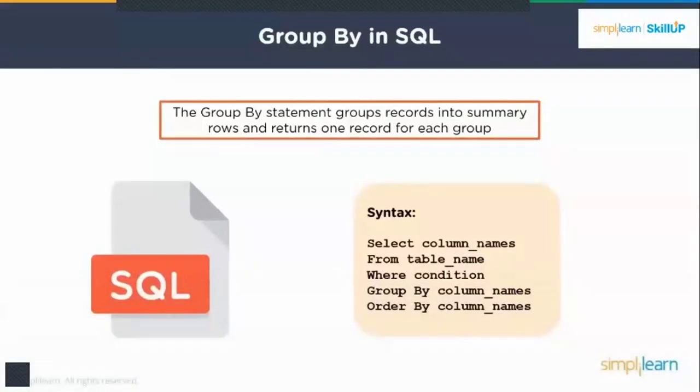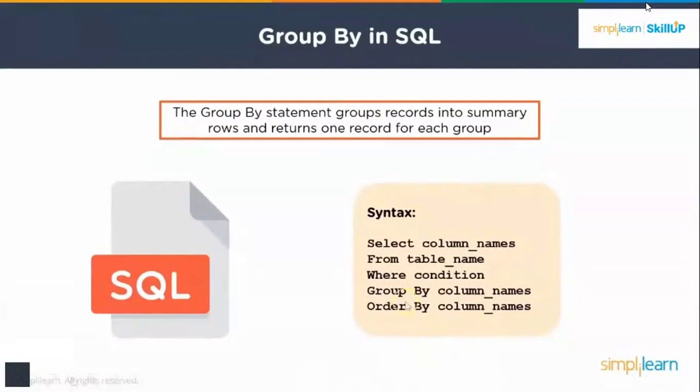First, what is group by in SQL? The group by statement or clause groups records into summary rows and returns one record for each group. It groups the rows with the same group by item expressions and computes aggregate functions for the resulting group. A group by clause is a part of select expression. In each group, no two rows have the same value for the grouping column or columns.